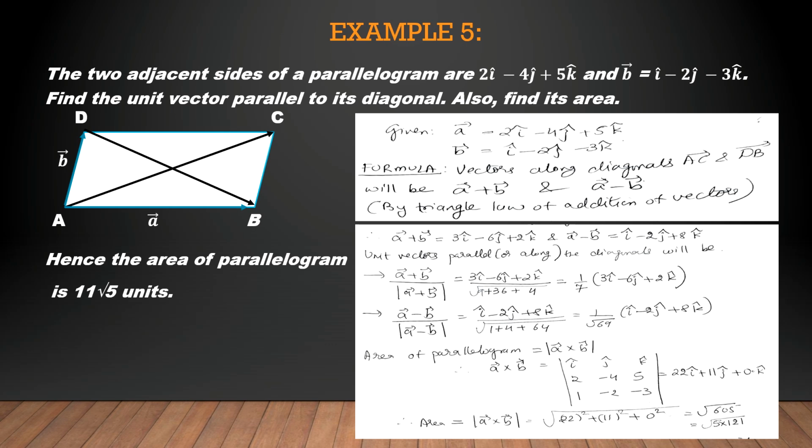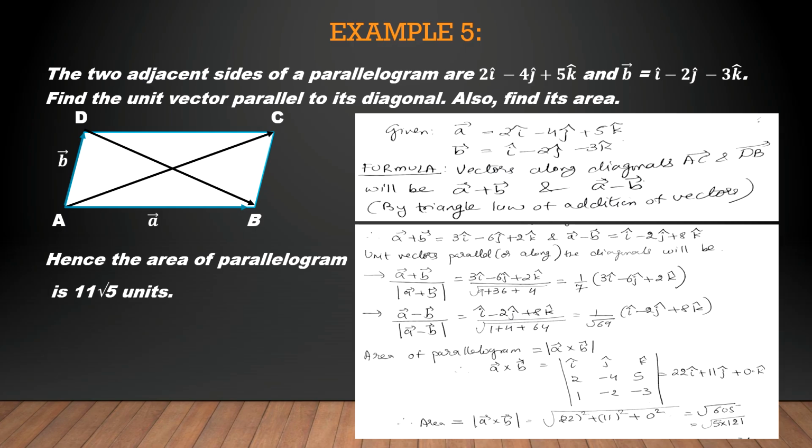Next example, another application of cross product is for finding the area of a parallelogram. The two adjacent sides of a parallelogram are given to you. You need to find the unit vector parallel to its diagonal and also find the area of the parallelogram. See this example, first of all, you need to understand it.